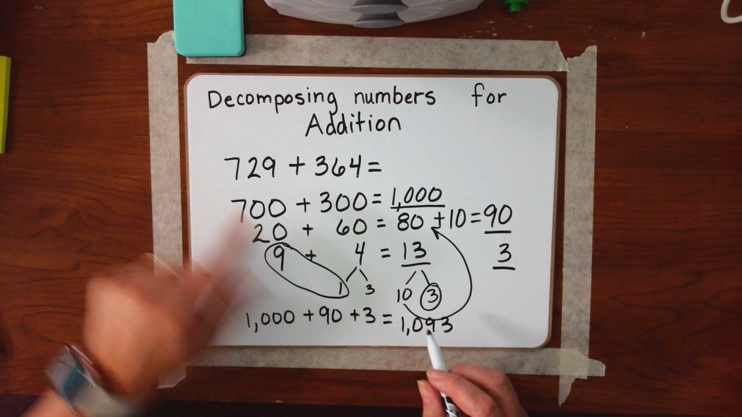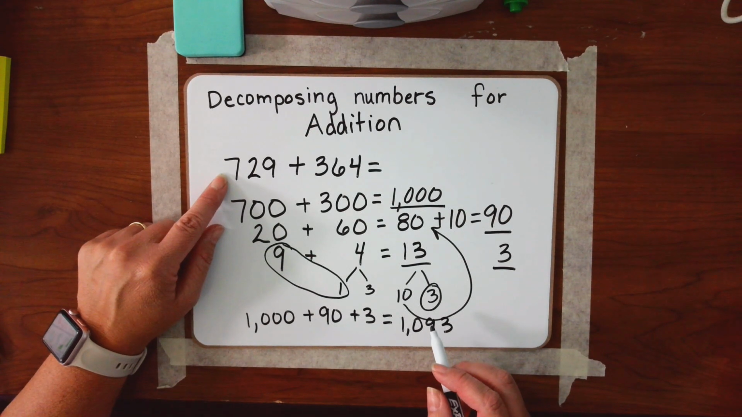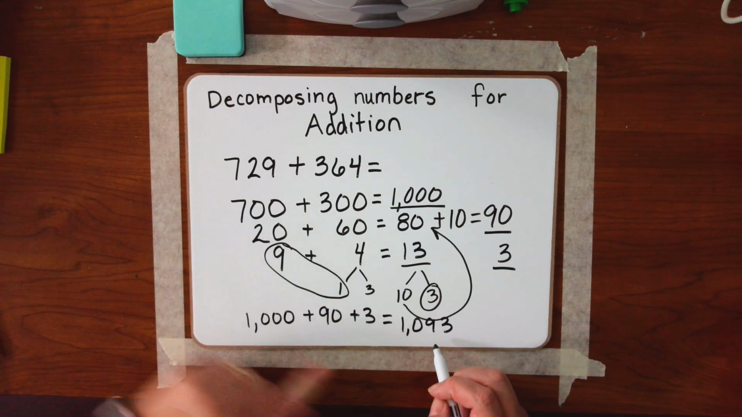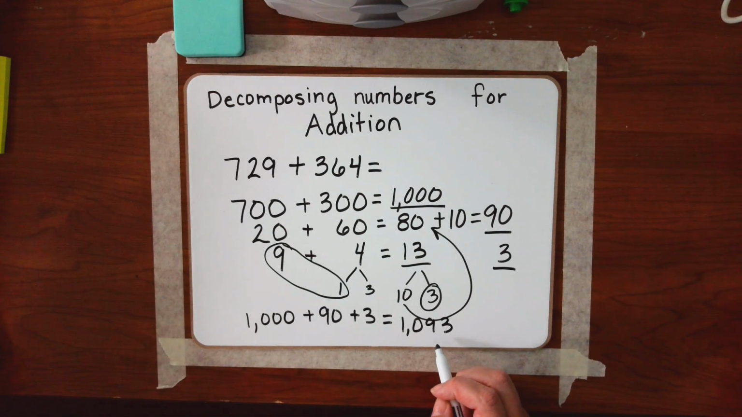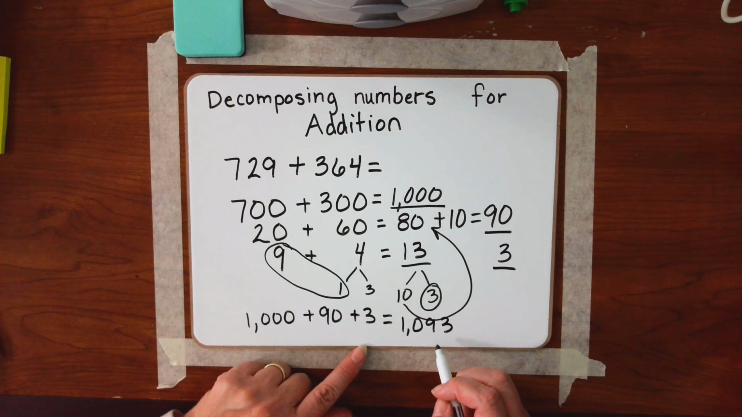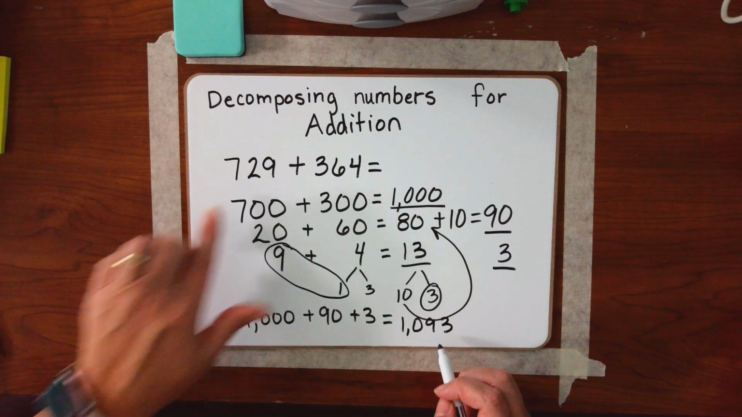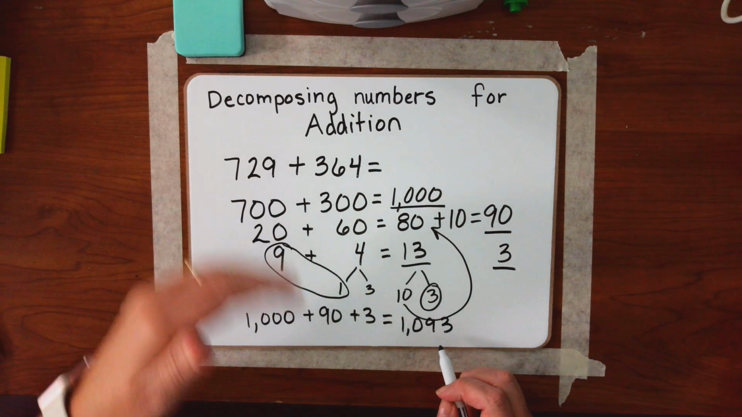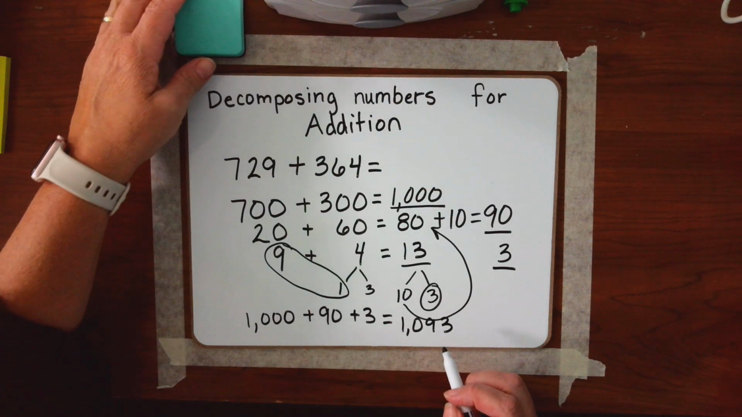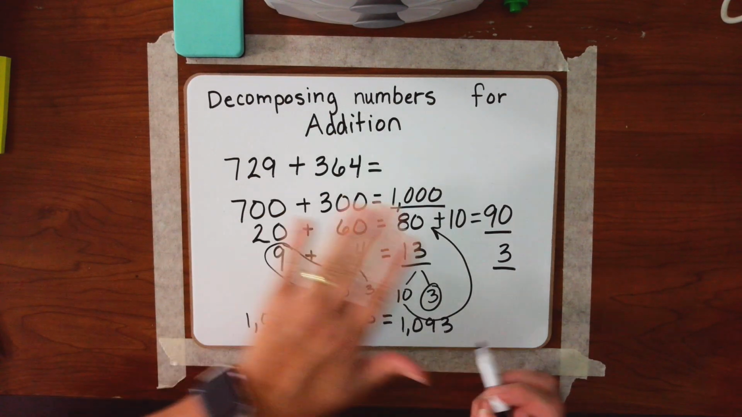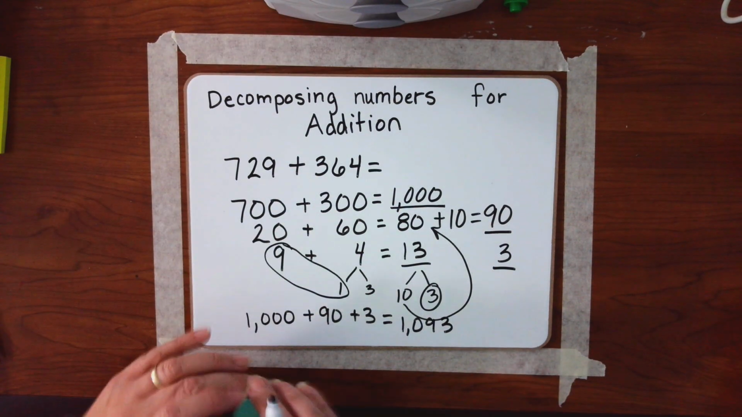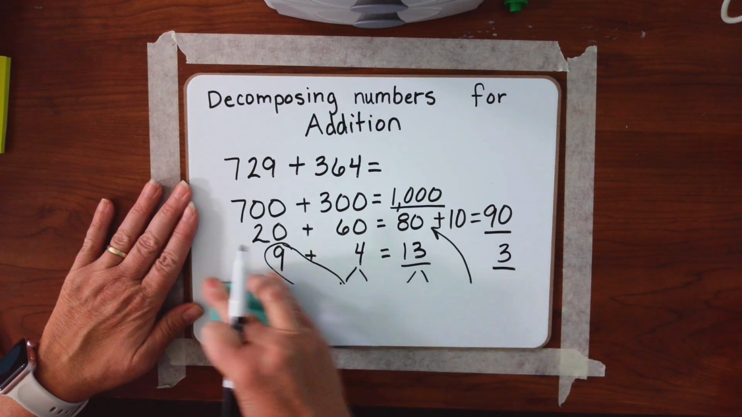So our answer to 729 plus 364 using the partial sums model is 1,093. Now, this is writing it horizontally. You can also decompose numbers writing them in the other way. Now, I'm not expecting you to write this down. This is Miss Haycraft teaching. I'm going to give you one that you have to work at the end. So I'm going to erase that.